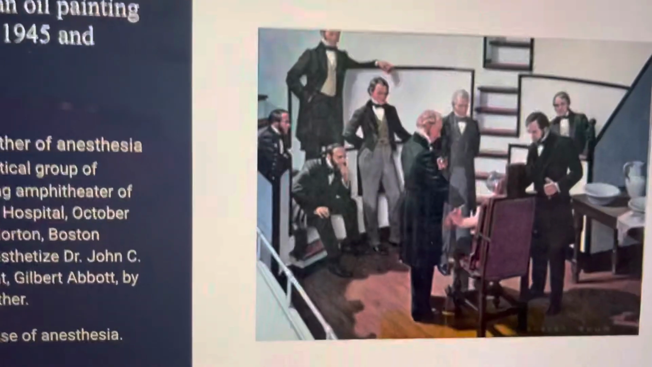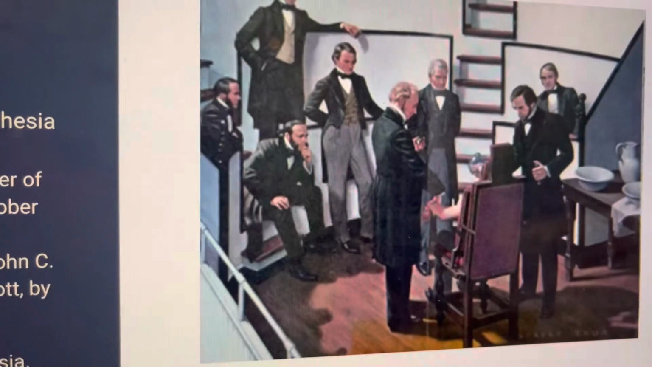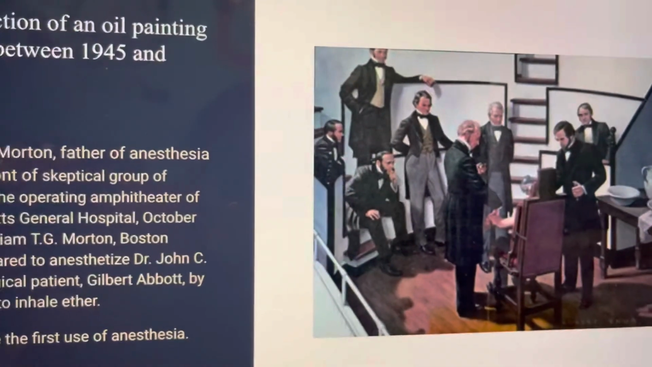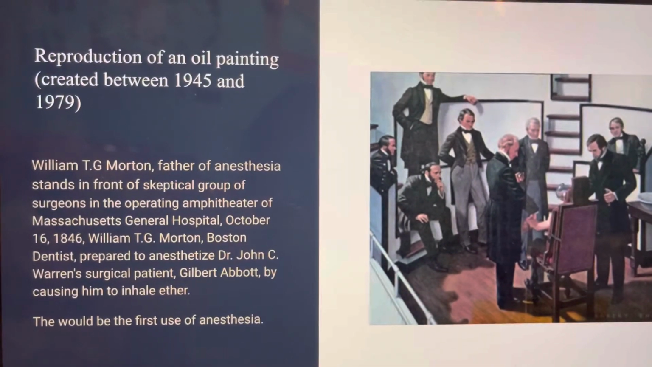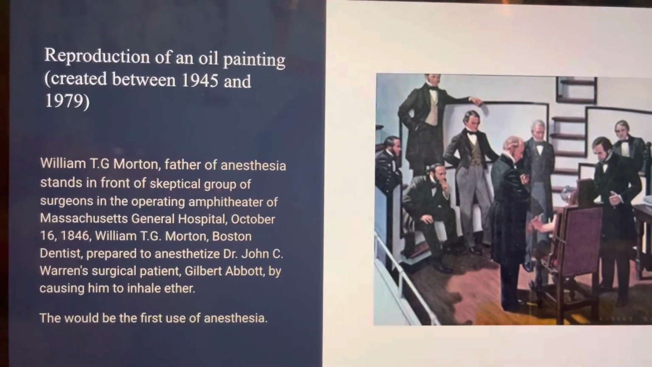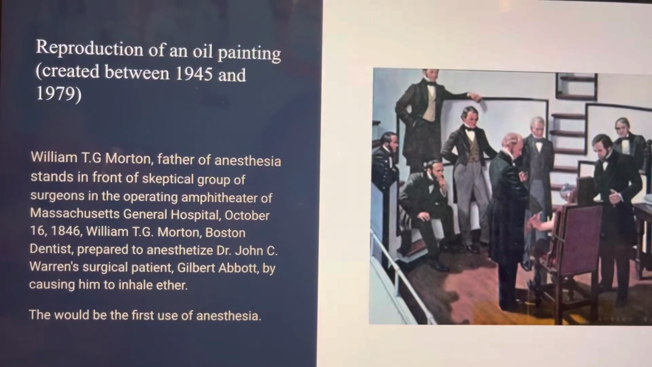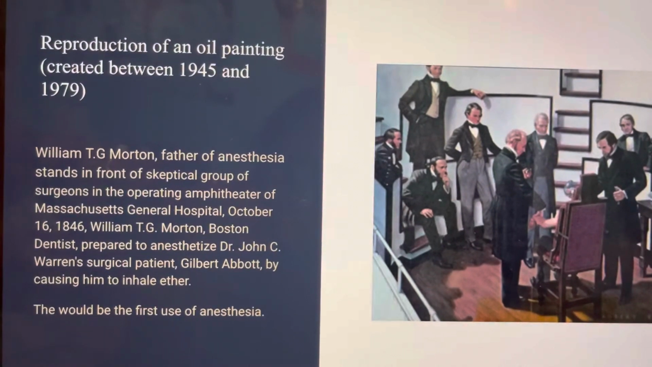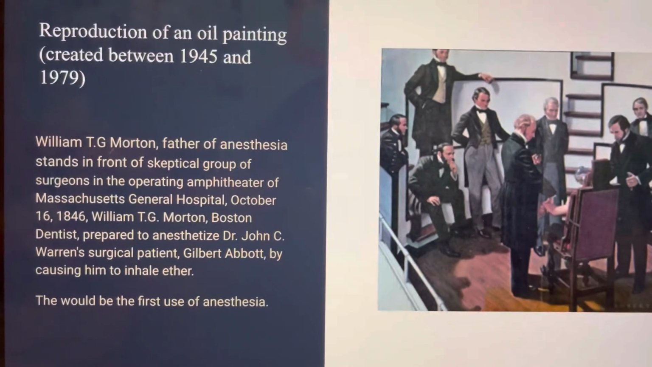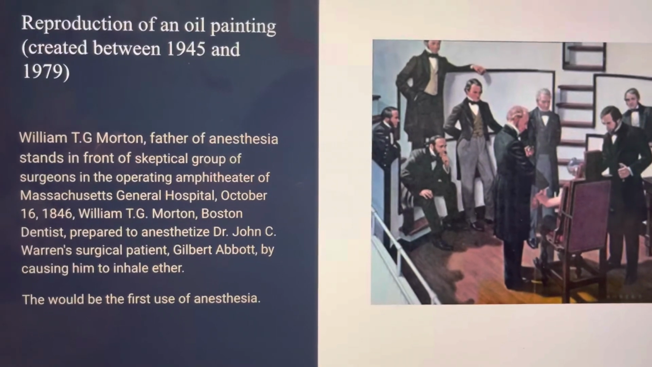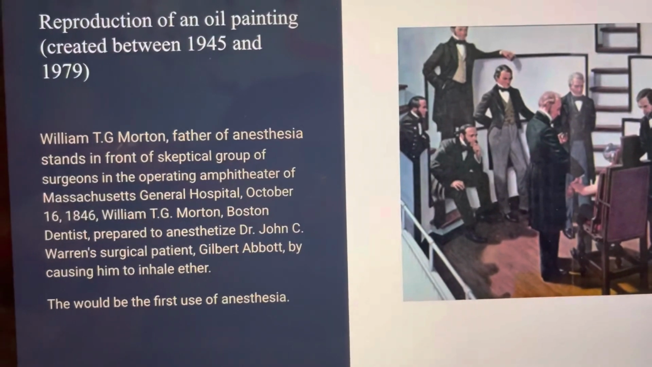So here we are, a perfect oil painting. As you can see, it's a group of men surrounded by someone sitting in a chair. Okay, so I will explain what is happening in depth in this image. This oil painting was created somewhere between 1945 and 1979. And it shows William T.G. Morton, who is known as the father of anesthesia, standing in front of a skeptical group of surgeons in the operating theater. I guess it's where surgeries and things are done. This was done in Massachusetts General Hospital.